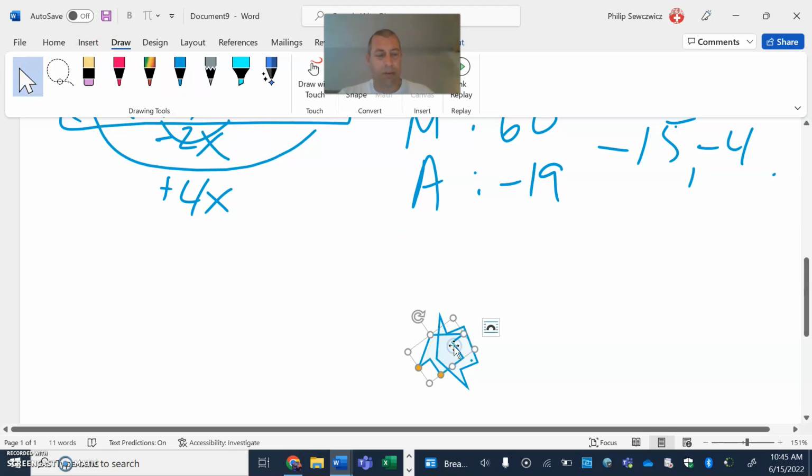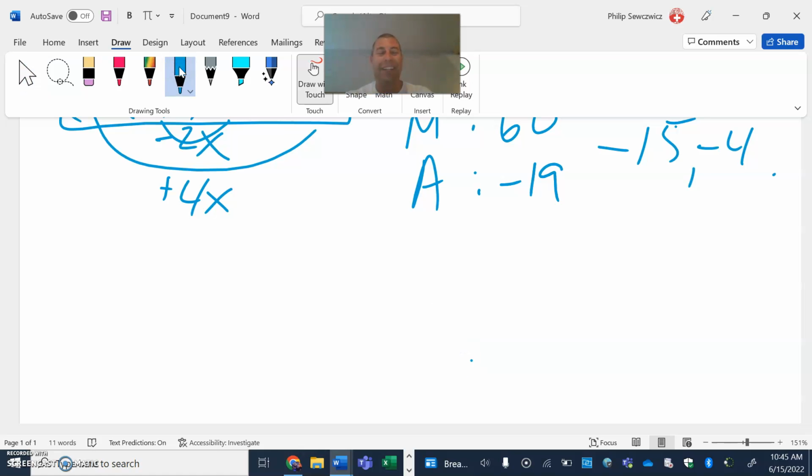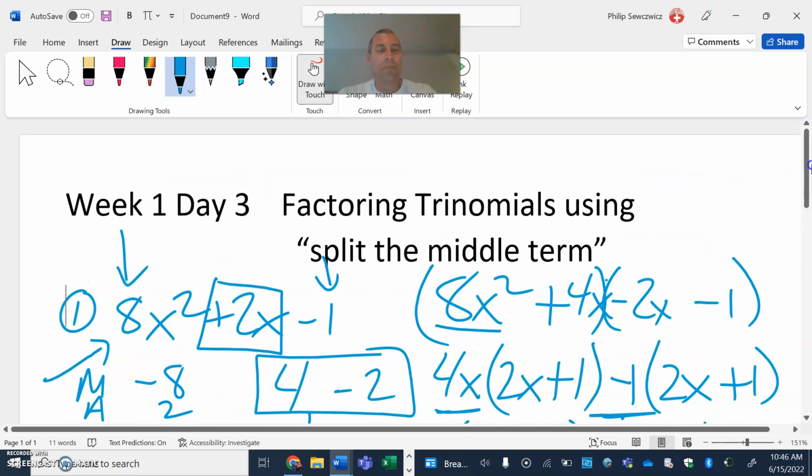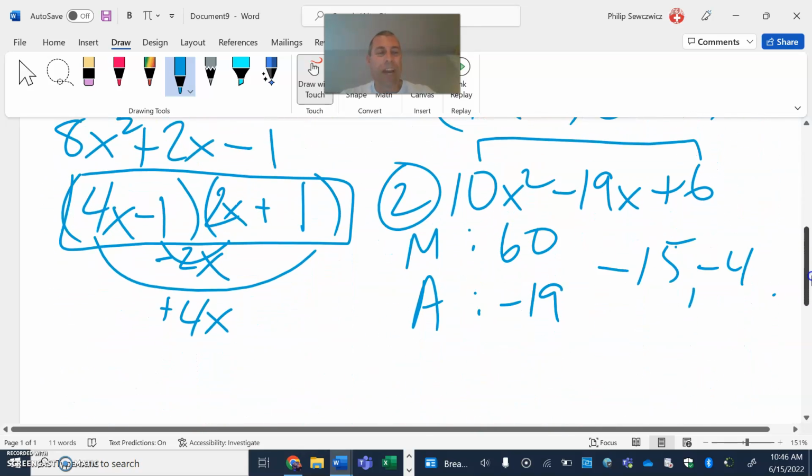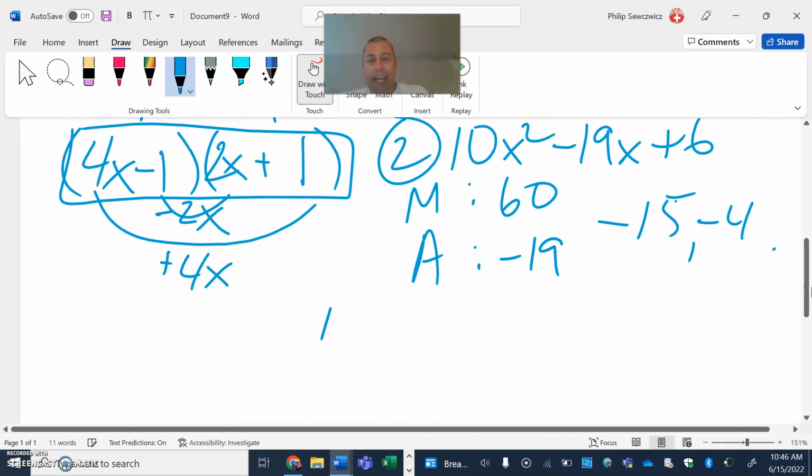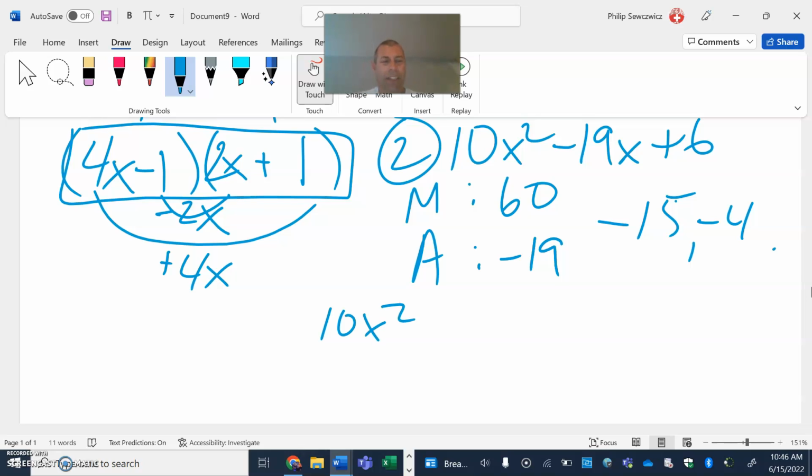Sorry, those arrows are really bothering me down there. All right, here we go. We got it back there. All right, so split the middle term here. We've got our numbers, so that means I've got a 10x squared. And a lot of students ask, how do I know to put the negative 15x first? It doesn't make a difference. The negative 15x first or the negative 4x, that won't have any impact on it. So we're going to grouping here.